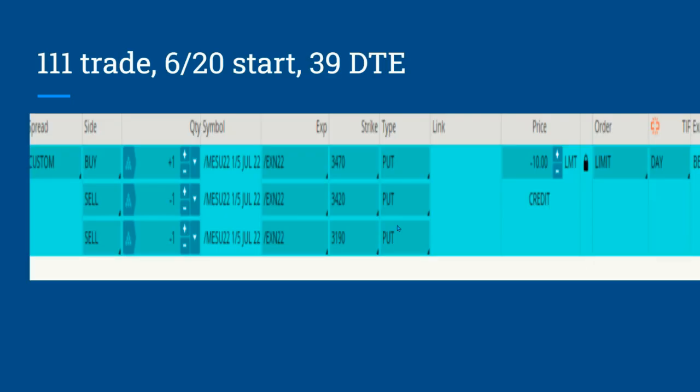This is a 111 trade that I'm starting on 6/20, 39 DTE, so 39 days to expiration. Right now, MES is up about 1%. You could buy the 37.40 put, sell the 34.20 put. That's a 50 wide, and that had a net debit of about 10. And then you could sell the 31.90 put. That was a 0.08 delta at this point, and you would have a net credit of about 10. There's a good chance that this would fill. If it doesn't, you could go slightly less credit and wait it out a little bit. It usually fills at that price.